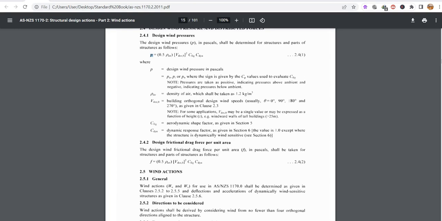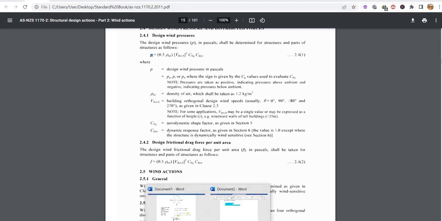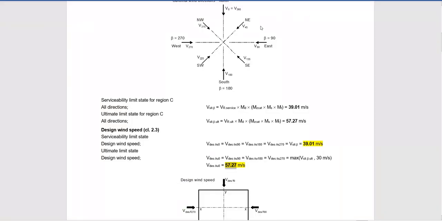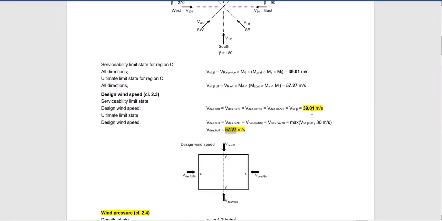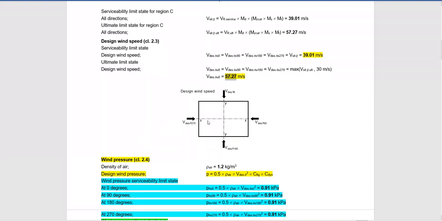What I'm going to do now is show you step by step the values and the explanation of how we get those values from the code. If you see here, from the code we get these 4 directions, which are the wind orthogonal directions: 0 from here, 90 degrees from here to the right, 180 to the bottom, and 270 degrees from the left.